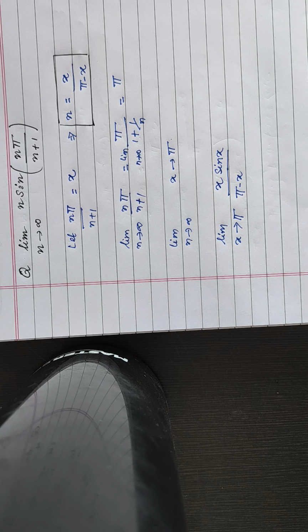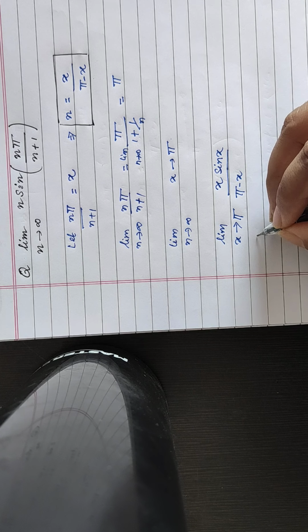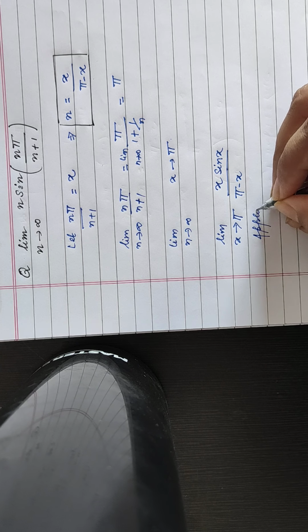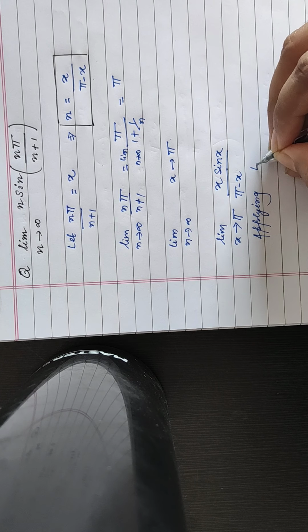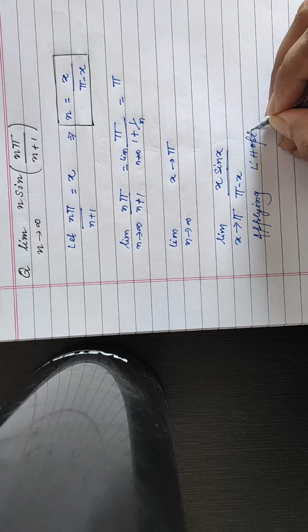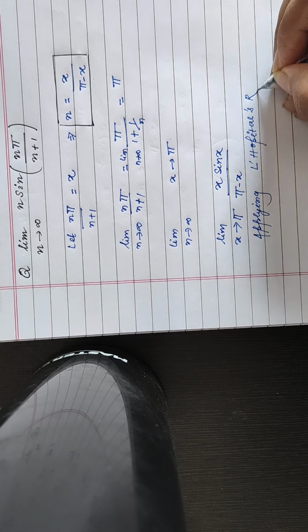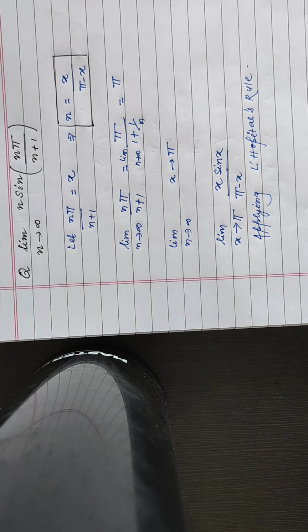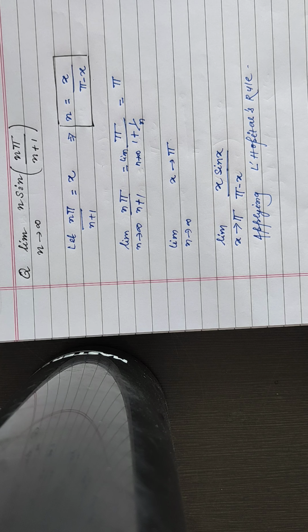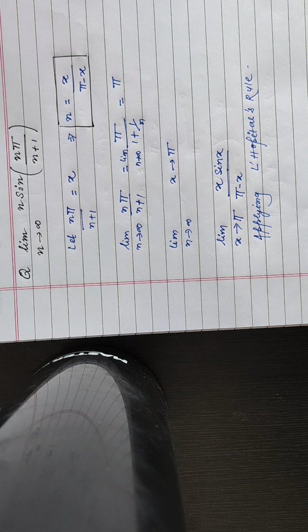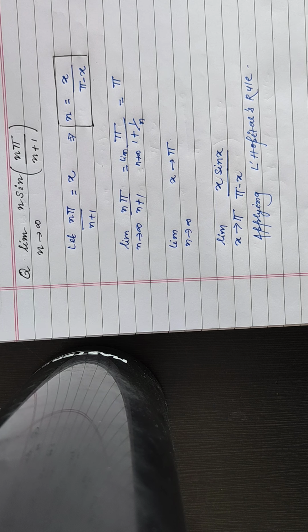I hope I'm clear. Now applying L'Hopital's rule, I hope everybody knows it. Whenever f and g are functions, and for f of x by g of x, where the limit x tends to something and we get an indeterminate form, for example 0 by 0 or 0 by infinity, then we apply L'Hopital's rule. I guess everybody knows it.